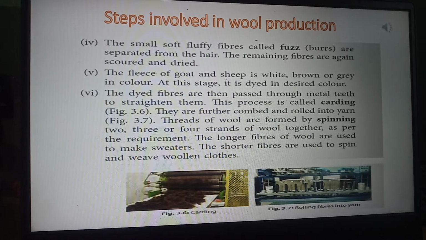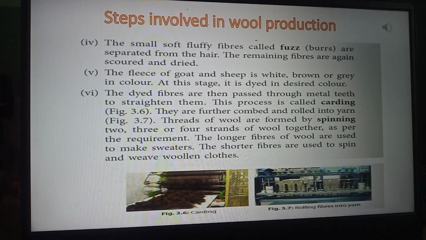In these hairs there are very small, soft fluffy fibers, and these small soft fluffy fibers are known as fuzz. F-U-Z-Z, fuzz. The other name for fuzz is burrs, B-U-R-R-S. So these are also present. These fibers are meant to be separated from the hair. The remaining fibers are again sorted and dried.